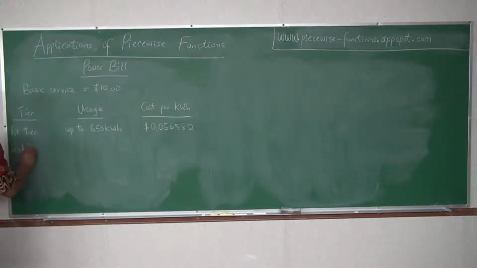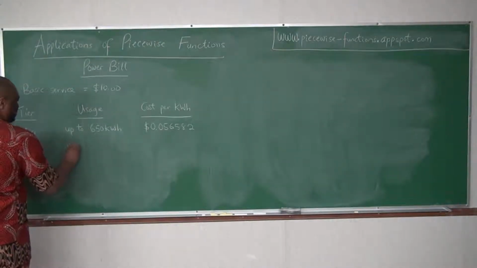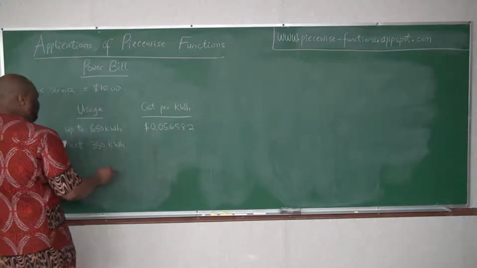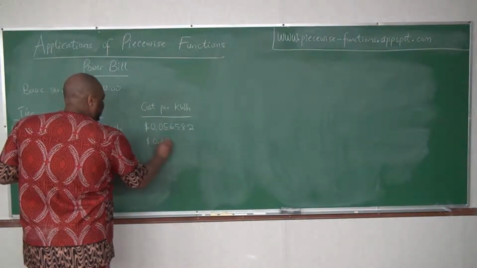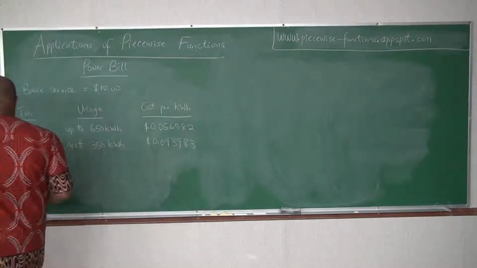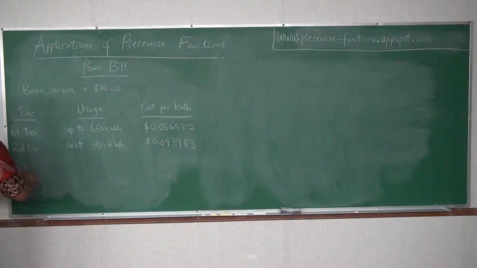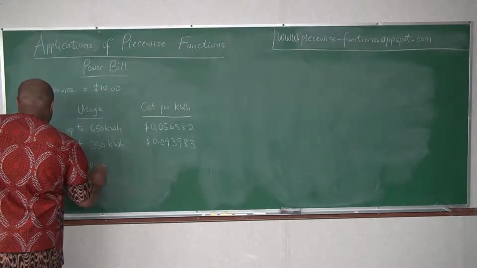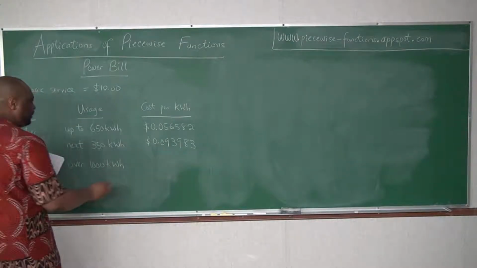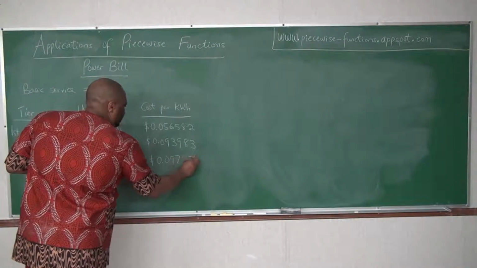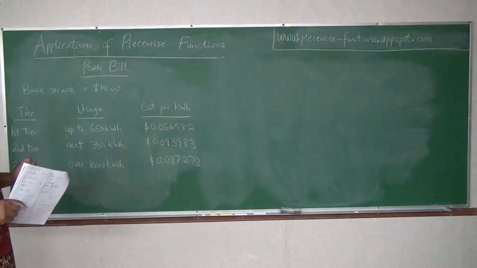Second tier, next 350 kilowatt hour, and this is 0.093983. Then you have the third tier. The third tier, over 1,000 kilowatt hour, and you have 0.097273. Okay.